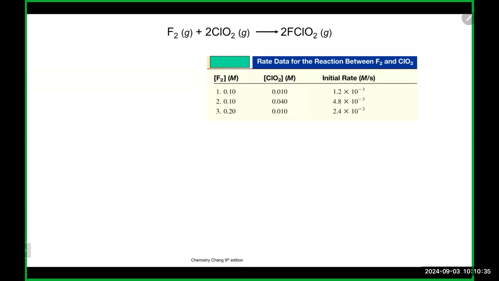So we'll start here with just a generic rate law, as I like to call it, which is the rate is equal to K times the concentration of our reactant, which is F2, and I'm going to call that to the X, and our ClO2 to the Y.